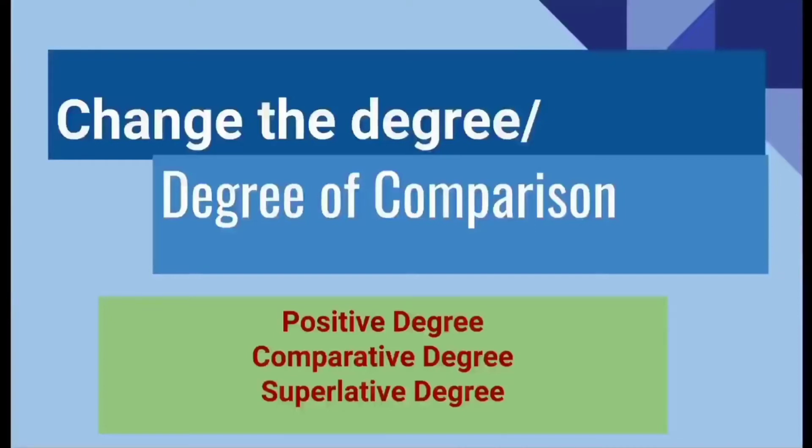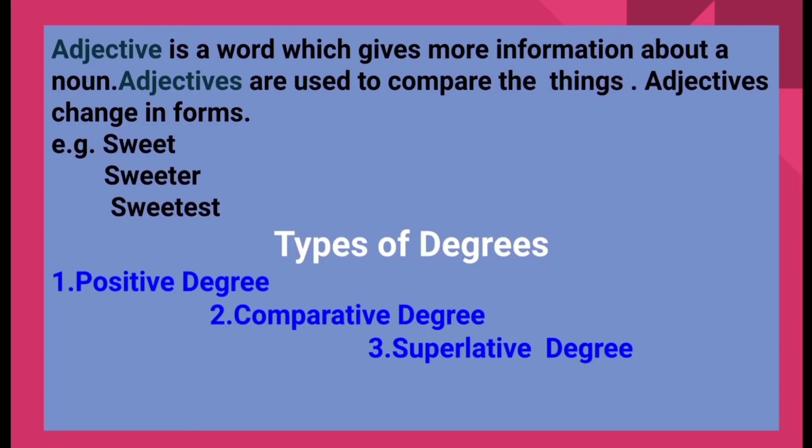Let's understand today's topic, change the degree. Change the degree is also known as degree of comparison or degrees of adjectives. There are three types of degrees: positive degree, comparative degree and superlative degree. If we want to understand the degree properly, let's first understand what adjectives are. An adjective is a word which gives more information about a noun. Adjectives are used to compare things.